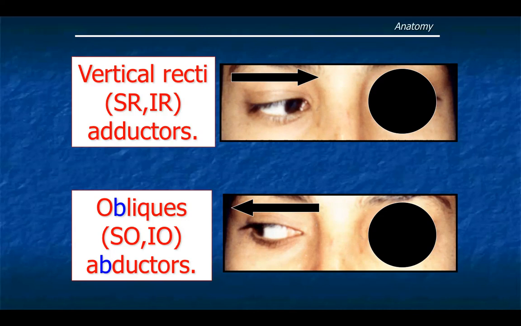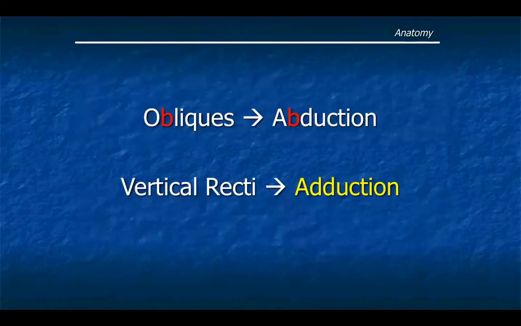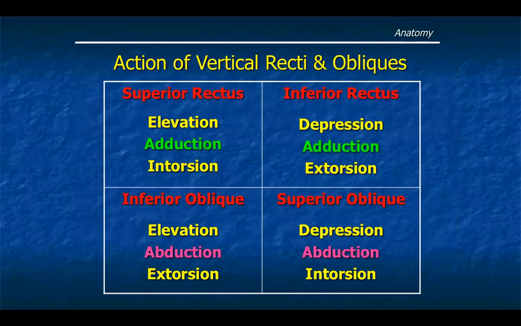And to remember that, we can remember that obliques have a B, and so abduction has a B also. So obliques are abductors and the vertical recti, the superior rectus and the inferior rectus, are adductors. And the third action is torsion, which is rotation of the globe along the anteroposterior axis. If the 12 o'clock meridian rotates inwards or nasally, it's called intorsion. If it rotates outwards or temporally, it's called extorsion.